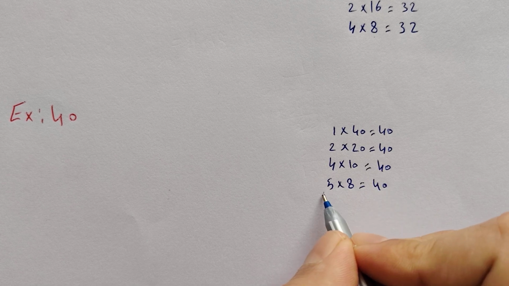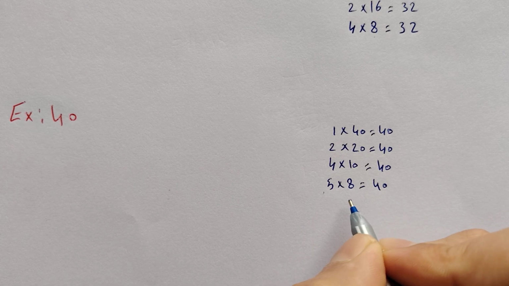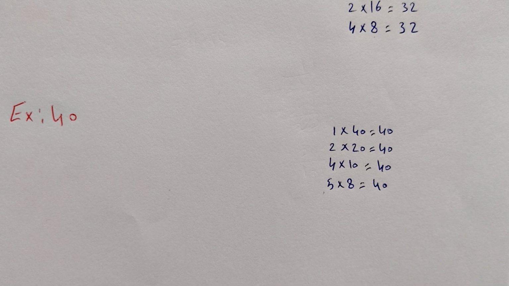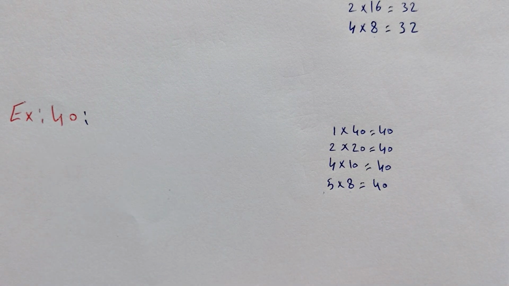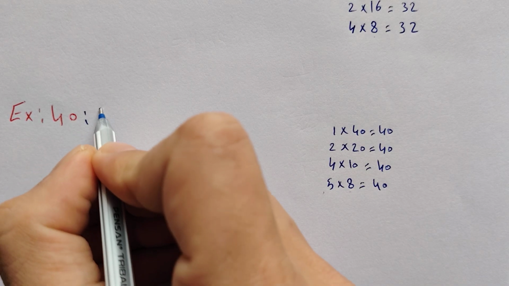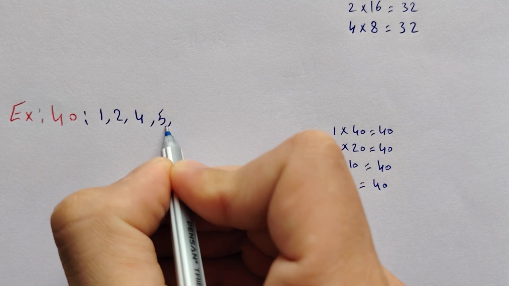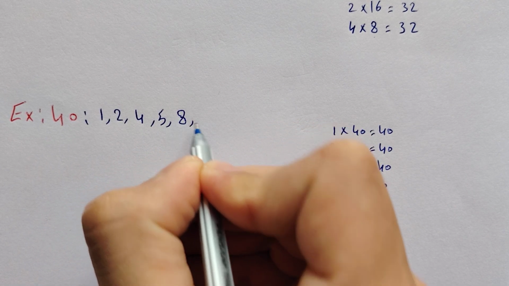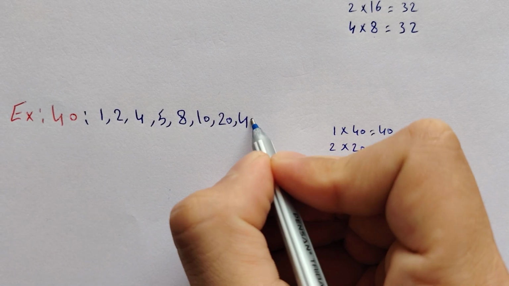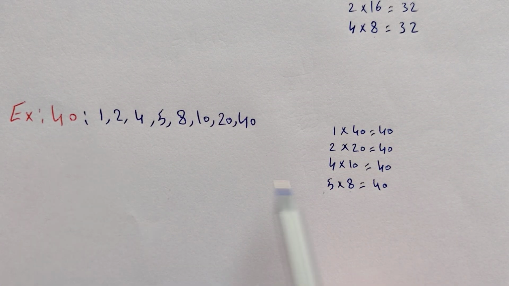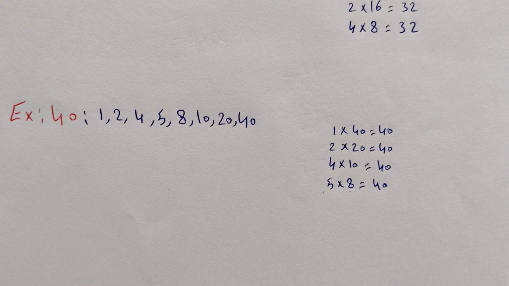We don't have 6 because 6 times 6 is 36 and 6 times 7 is 42. We also don't have 7, but we have 8 and we already wrote 8 here, so we are finished. We found all the factors. I'm gonna order them. So 1, 2, 4, 5, 8, 10, 20, and the last one is 40. So how many factors do we have for 40? We have 1, 2, 3, 4, 5, 6, 7, 8 factors for 40.